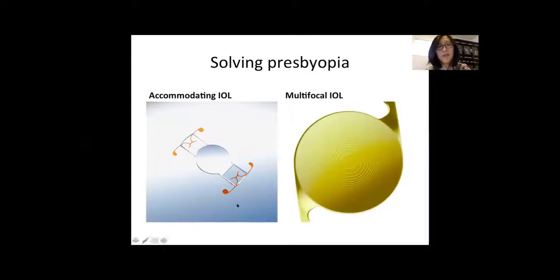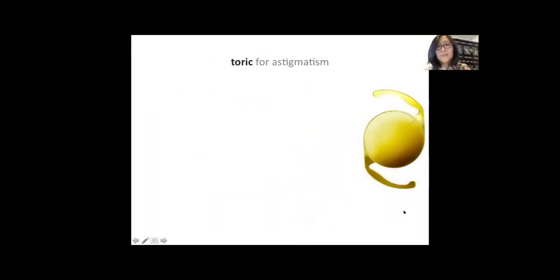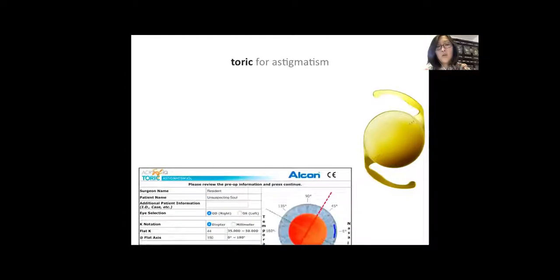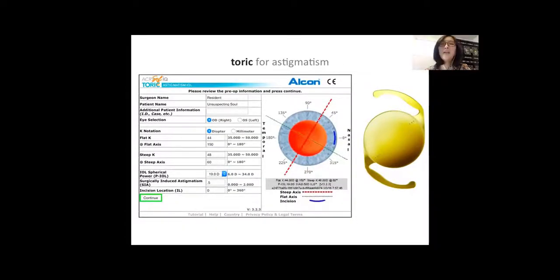So, solving presbyopia, we have the accommodating lenses on hinges and the multifocal IOLs. I personally am not the hugest fan of the accommodating IOLs. I don't feel that they work over time. The multifocals, we have to be very careful because of the problems with glare and halos. I tend to use this implant for refractive error, and that's the toric for astigmatism. I think this is a very good premium lens and has been very effective in the patient with over a diopter of astigmatism.